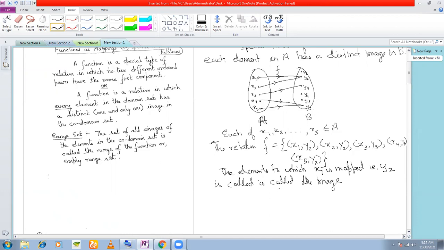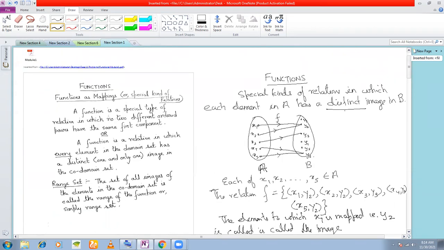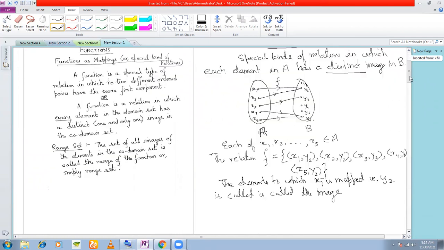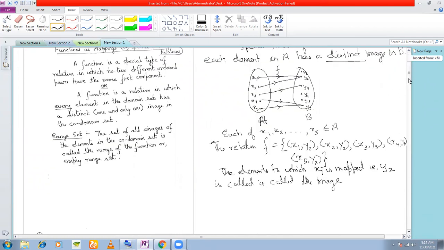So that means a function can now be defined as if each element in the set A has a distinct image in the set B. Now here is the keyword, distinct image. If each element in the set A has a distinct image in the set B, then we call that relation a function.